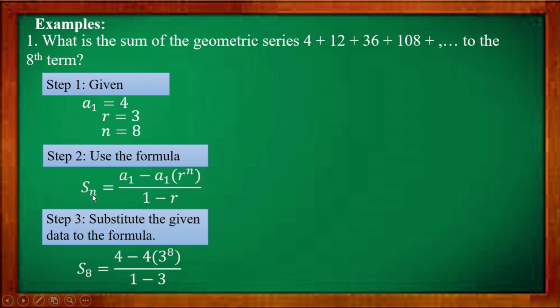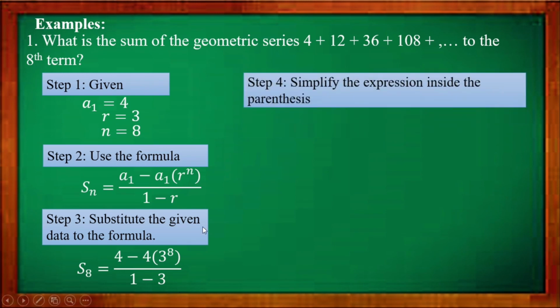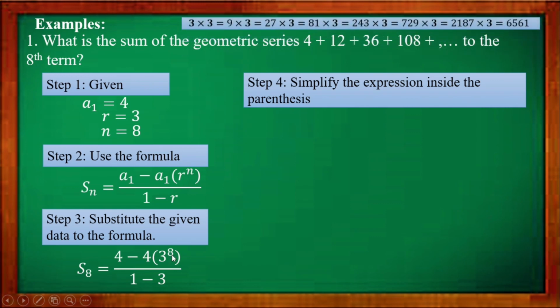So again, replace the value of n, which is 8, and that is why we have S sub 8 equals a sub 1 is 4 minus a sub 1 again is 4, then times r is 3 raised to n, which is 8, then all over by 1 minus r again is 3. Then after we substitute the values to the given formula, we can now simplify the expression inside the parentheses. And the expression inside the parentheses, we have 3 raised to 8. So it only means that we are going to multiply 3 by itself 8 times.